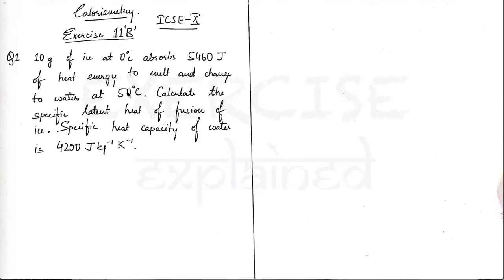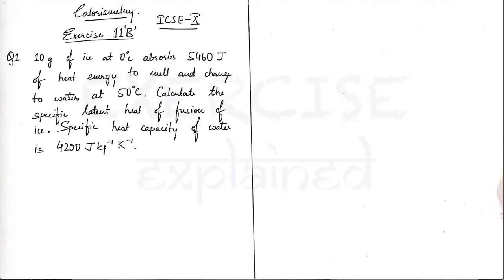Now here what you have to understand is the ice that is melting, the same ice will be converted to water at 50 degrees Celsius. So by now you should have understood that the mass remains the same. That means the mass of ice and the mass of water will be the same. So we need to calculate the specific latent heat of fusion of ice.